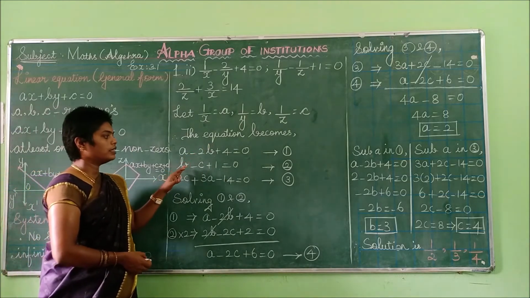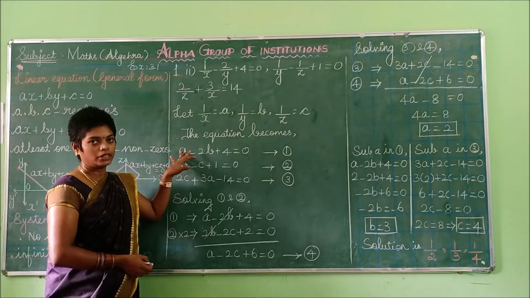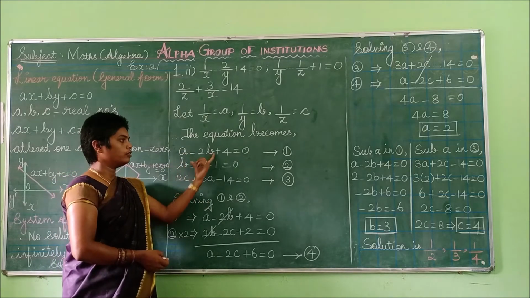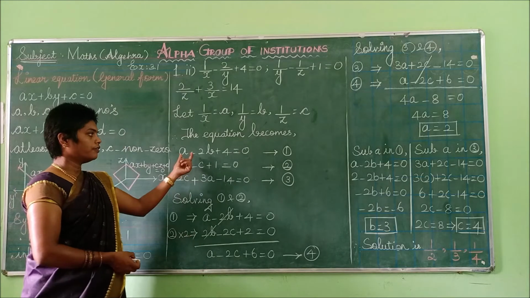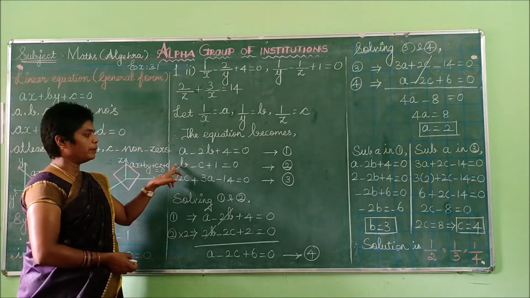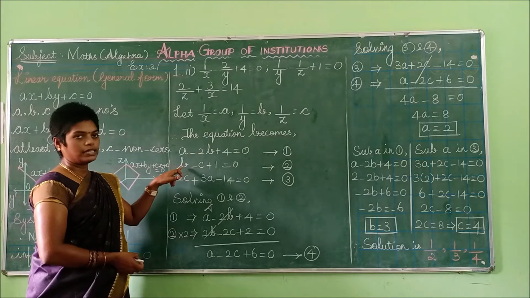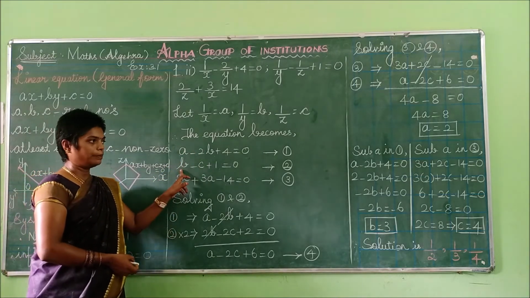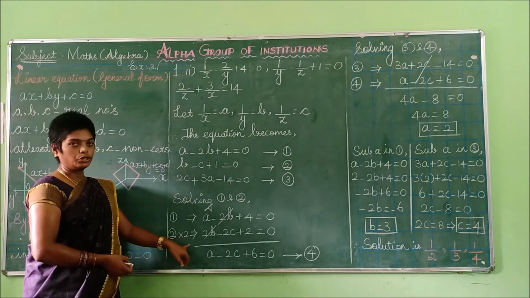So if you cancel this B, you will get another equation with A and C. Here also A and C. So now we have to solve these two equations. The first term will be written the same, and the second term will be multiplied by 2. Then you can easily cancel the first equation and second equation. So for that I have multiplied the second equation by 2.